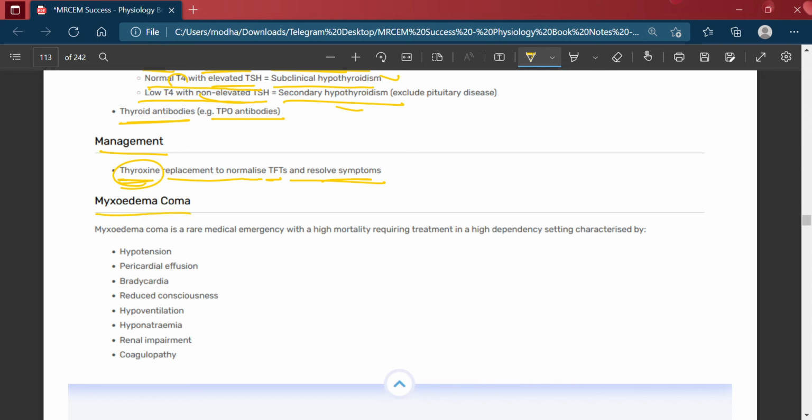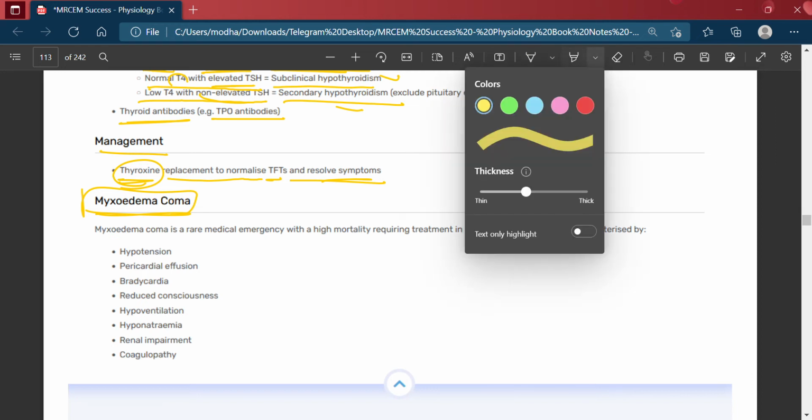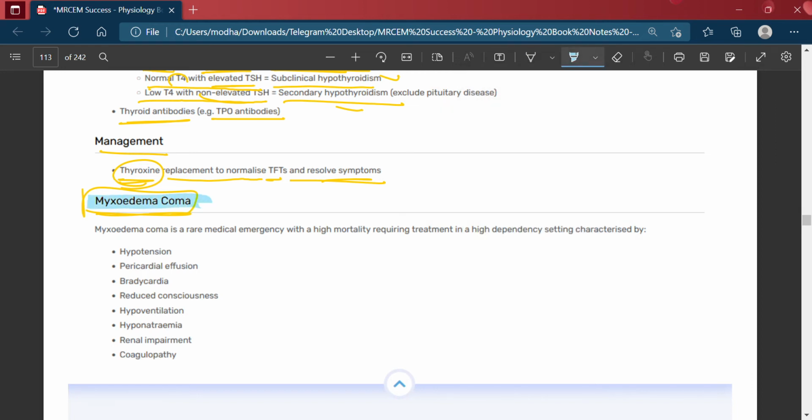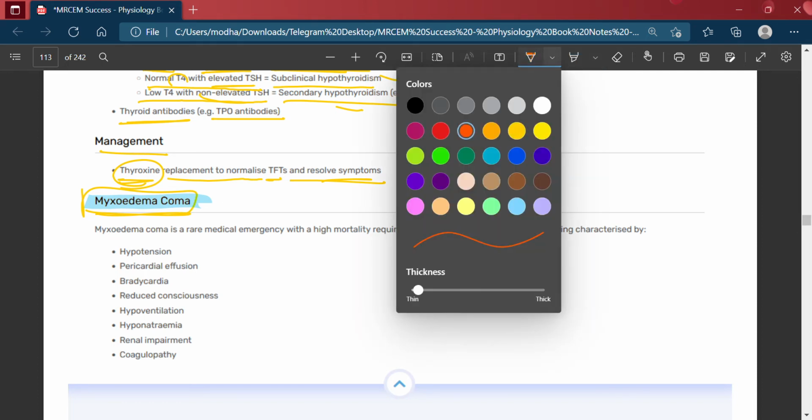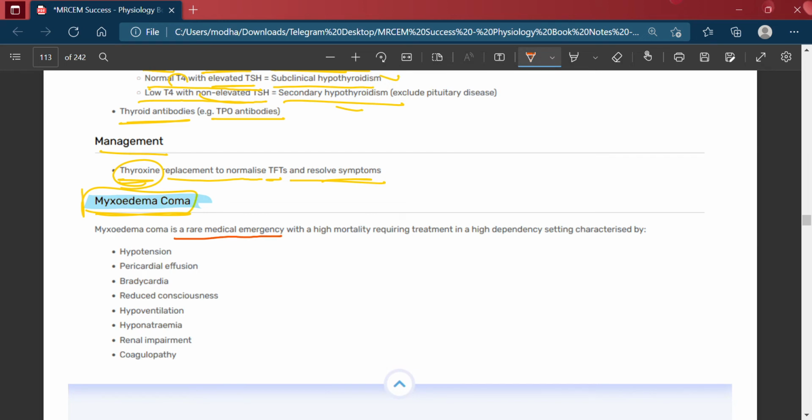Then, what is myxedema coma? So myxedema coma is a rare medical emergency with high mortality, requiring treatment in a high dependency setting. It is characterized by hypotension, pericardial effusion, bradycardia, reduced consciousness, hypoventilation, hyponatremia, renal impairment, and coagulopathy.